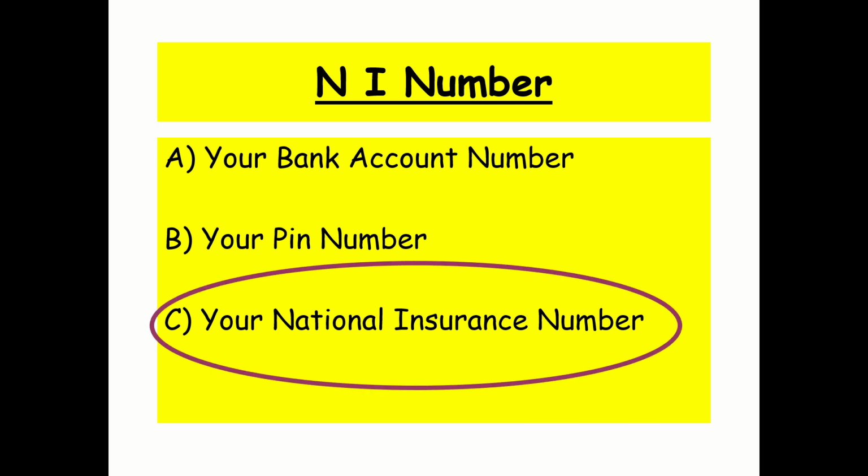So the correct answer is C, which is your national insurance number. And in the UK, you must have a national insurance number to legally work. This number is unique to you. It's a combination. There's different letters and different numbers. The government will give this to you, most likely the Home Office or the Job Centre.